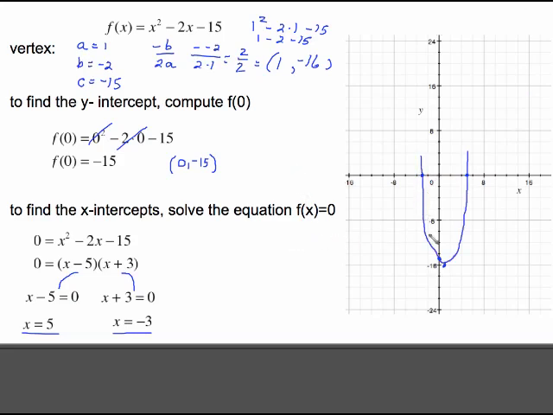Off screen, I went ahead and drew this because I knew it would take me several attempts to get it to look right. So that is our parabola that has a vertex of (1, -16), and those particular intercepts.